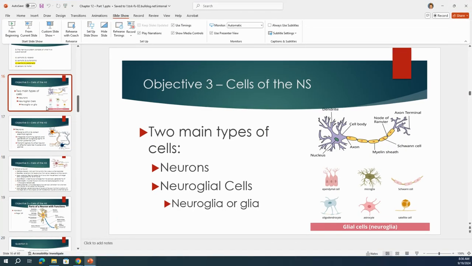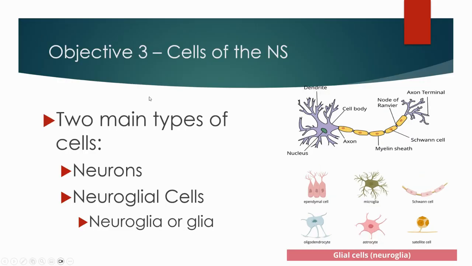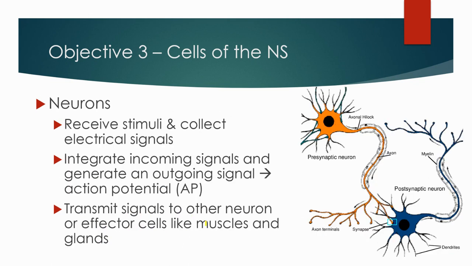Alright, so this video is going to cover Objective 3 of Chapter 12. We're going to be looking at cells of the nervous system. There are two main types of cells. First we have the neurons, which are the main stars of the nervous system. They are responsible for sending all the messages from the central nervous system to the peripheral and from the peripheral back to the central nervous system. They are message carriers. But then we also have some support cells known as neuroglial cells, which we may simply call neuroglia or glia.